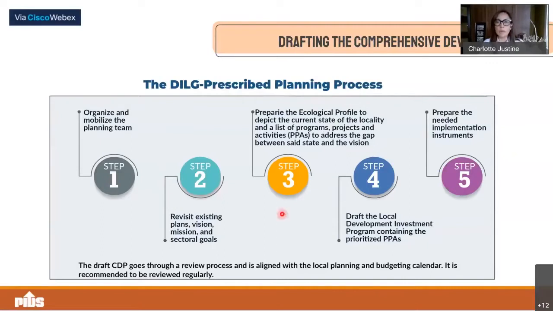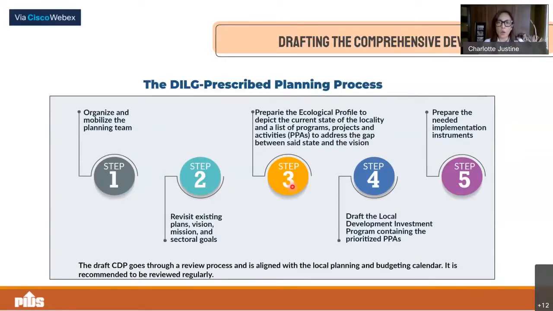The third step is to prepare the ecological profile to depict the current state of the locality and a list of programs, projects, and activities to address the gap between the said state and the vision. The fourth step is to draft the LDIP as well as the AIP, which contains the prioritized PPAs. And finally would be the implementation instruments needed, such as capacity building for the drafting of the CDP as well as monitoring and evaluation of the LDIP. Now we will be focusing on steps 2 and 3.